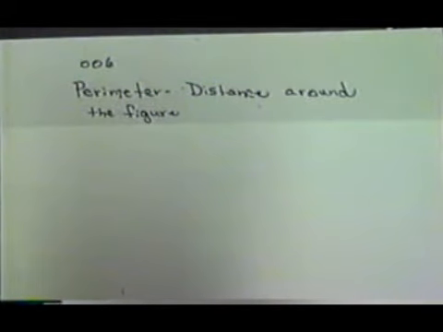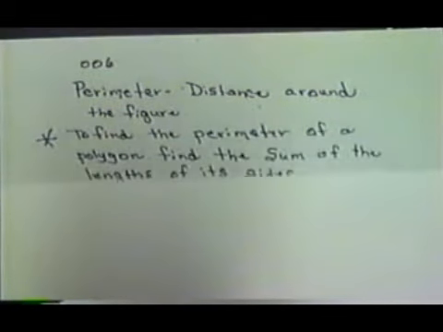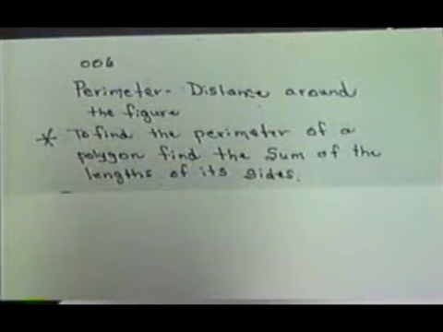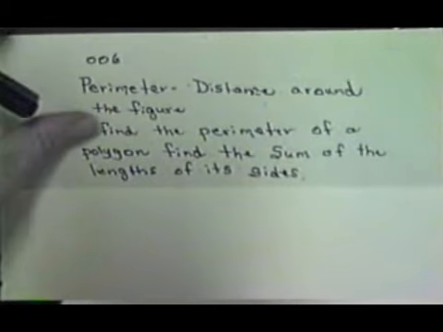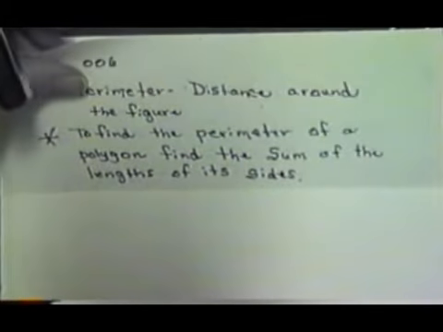For some special figures, there are formulas to find perimeter. But the easiest way to find perimeter is just to add up all your sides. To find the perimeter of any kind of polygon, no matter how many sides it has, all you have to do is find the sum, remember, sum means to add, of the lengths of its sides. So all you really have to do, if you know how long all your sides are, is add all your sides together. So let's find the perimeters of some polygons.